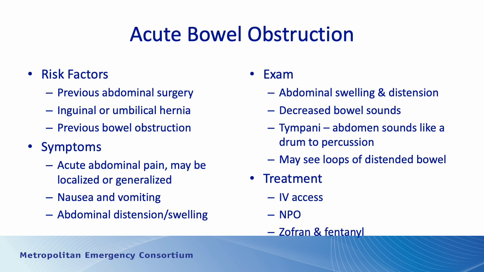So these patients typically have acute abdominal pain. It can be localized or generalized. They typically have nausea and vomiting, and their belly, if you look at it, tends to be distended. It tends to be swollen. When you examine the patient, you see swelling and distension. If you listen, you'll hear diminished bowel sounds.